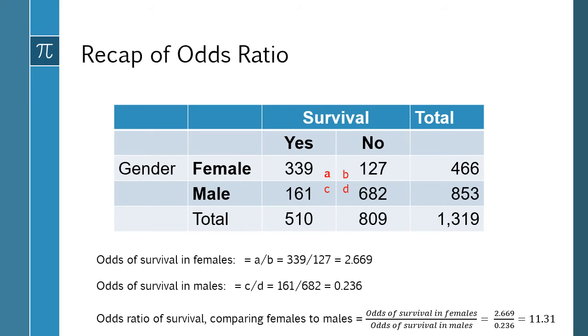Getting the odds ratio, if you learned the cross product rule, the odds ratio is AD over BC, you get the same thing. So AD, you would do 339 multiplied by 682 divided by 161 multiplied by 127. That's AD over BC, and you get the same number, 11.31. Okay, so again, that's the standard odds ratio from a 2x2 table.